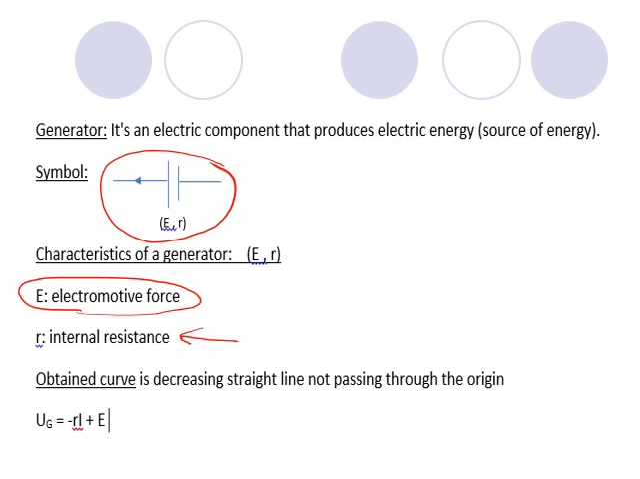The obtained curve is a decreasing straight line that does not pass through the origin. Its formula is: U across the generator is equal to minus R i plus E.